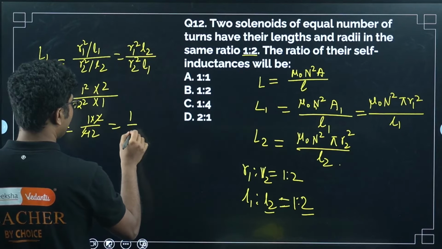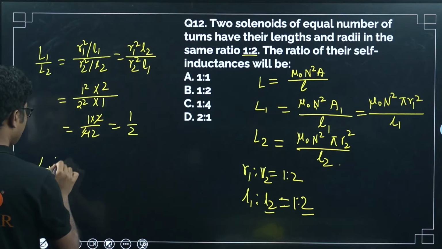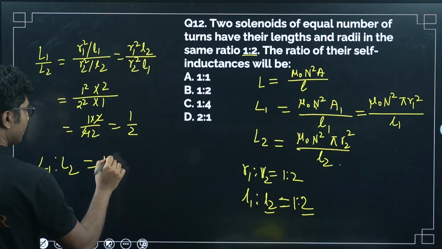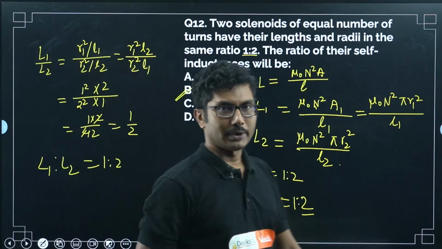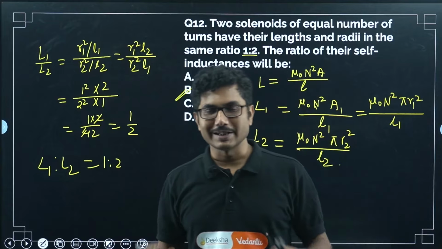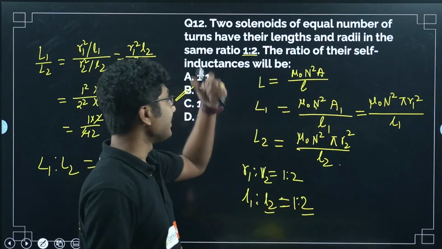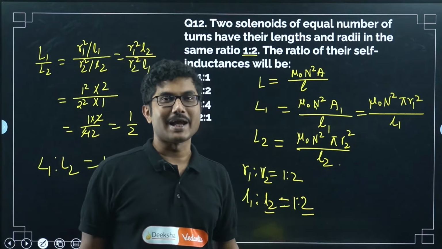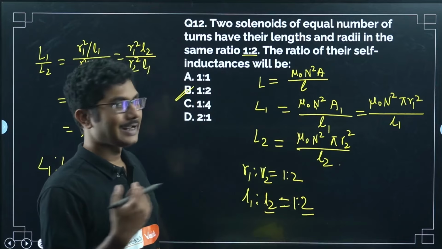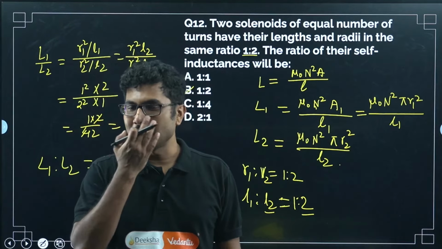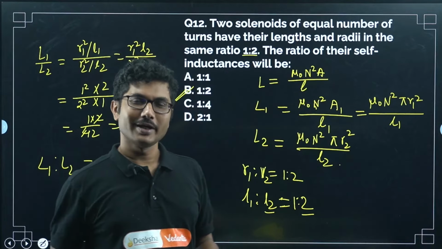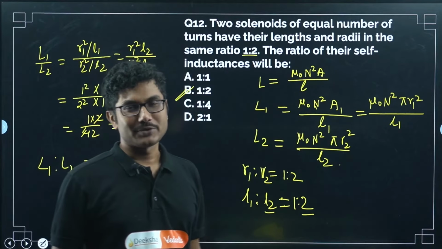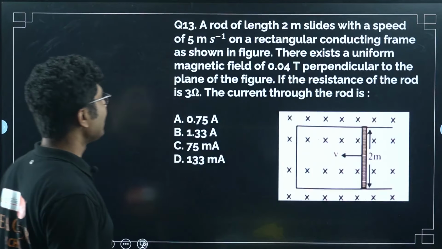So 1 by 2. So L1 is to L2 will be 1:2, right? So the correct answer is option B. Now, I have seen students see that the ratio is given as 1:2, so they blindly answer 1:2, and they get the correct answer. Some students think maybe there is a square relationship, so it will be 1:4. So if you don't solve it, you might guess it, but sometimes the guesswork may be wrong. So you have to solve it.